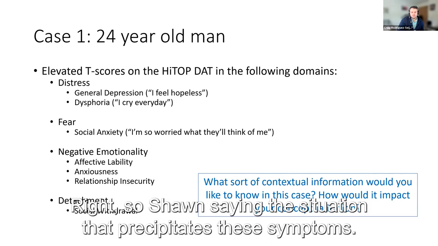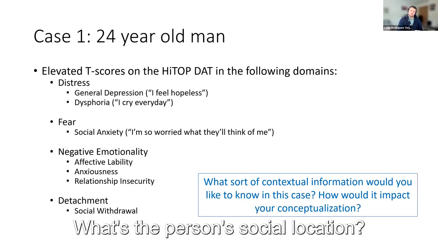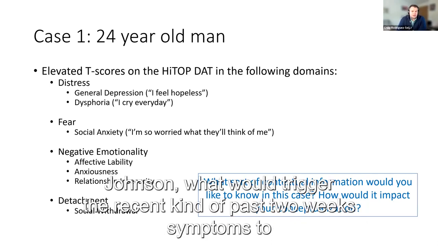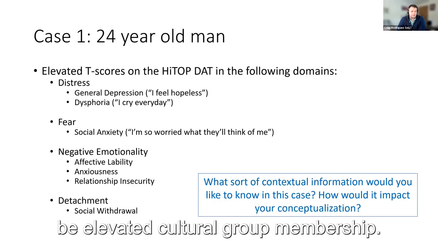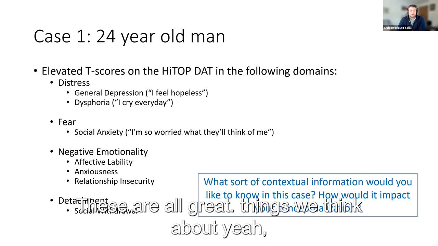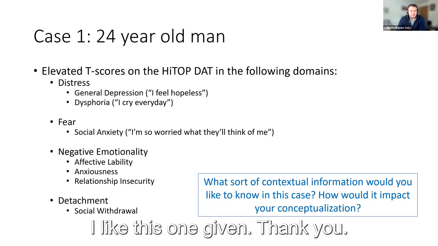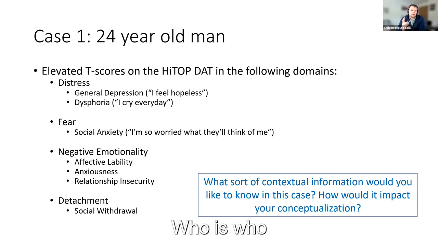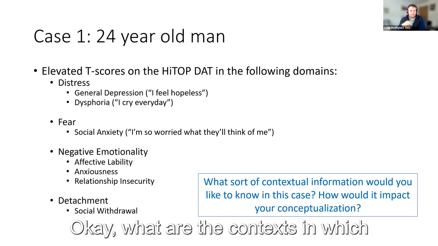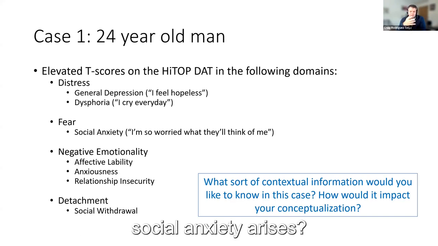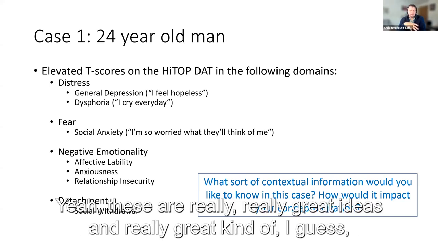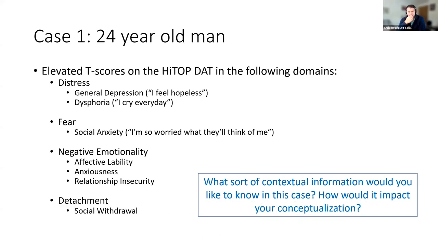Right, so Sean says the situation that precipitates these symptoms. What's the person's social location? Okay, that's a good one, actually. John says what triggered the past two weeks of symptoms to be elevated. Cultural group membership. What's their social support like? These are all great things we think about. The context relates to fear. I like this one, Caitlin, thank you: who is "they," and what is he worried about? What are the contexts in which social anxiety arises? These are really great ideas and discussion points.